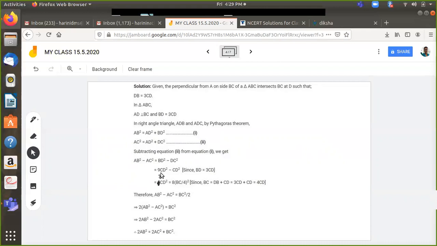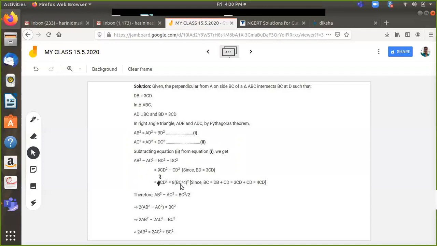So finally I will have 9 times CD square in place of BD square because what was given, my BD is 3 times CD. So in the place of BD, I'm going to knock it out and put 3 CD the whole square. So 3 CD the whole square will become 9 CD square. And then this DC is nothing but CD, so minus CD square. So 9 CD square minus CD square will give you 8 CD square. Now this 8 CD square is getting substituted as some BC.